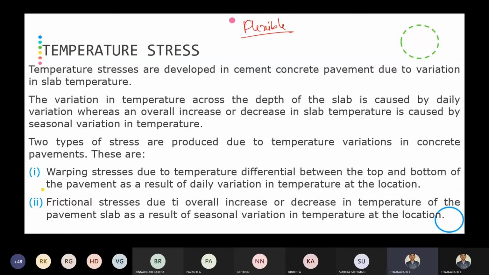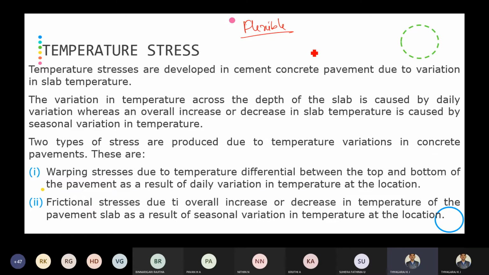Why? Because the bitumen is more susceptible to temperature. As we all know, as a general criterion, bitumen will be in liquid form at higher temperature, semi-solid at room temperature, and at lesser temperature it becomes like a solid. So in cement concrete, it is a solid structure, but how will temperature affect it?